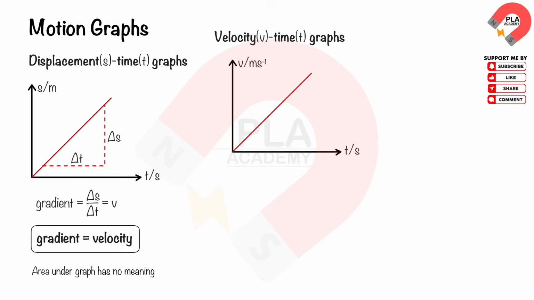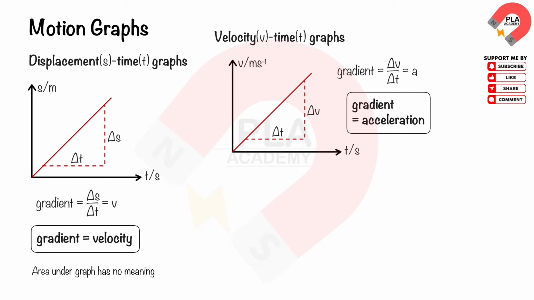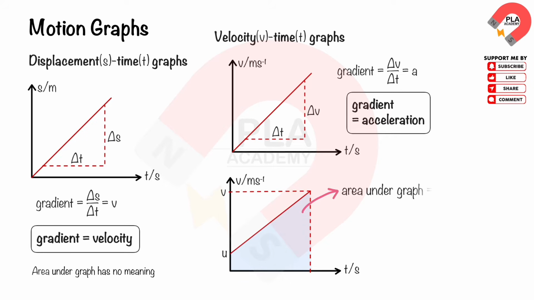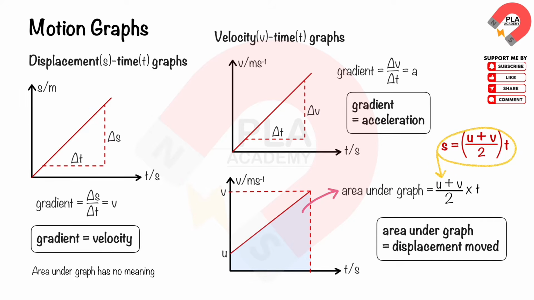Velocity-time graph. Its gradient is change in velocity over change in time, which is equal to acceleration. So, the gradient of a velocity-time graph is acceleration. The area under graph in this case is a trapezium shape, which is (u plus v) over 2 multiplied by t. So, its area under graph is displacement moved.